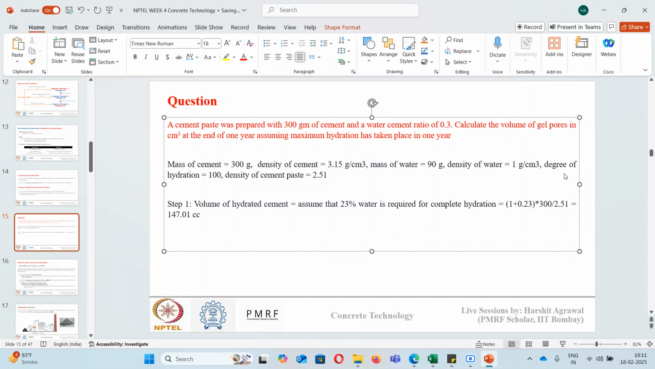So this is the volume of my hydrated product, and I can write the volume of initial assembly also, like where cement and water are separated.